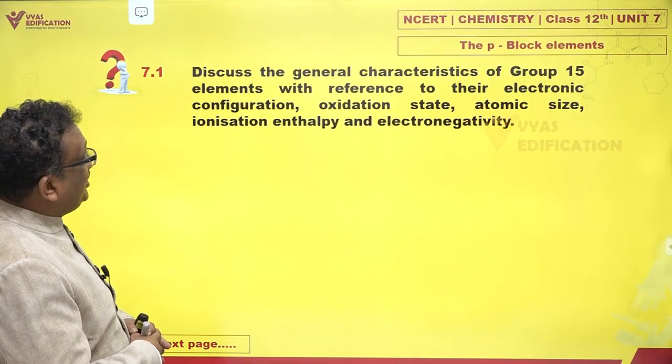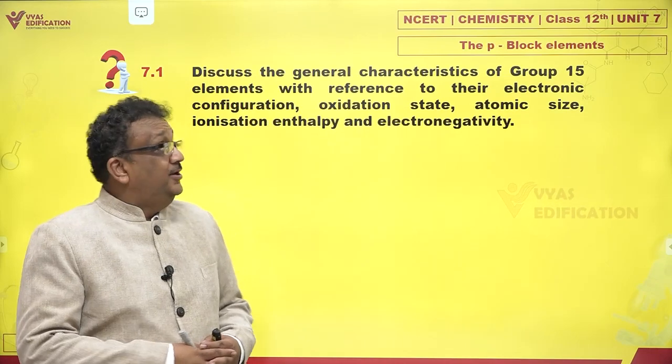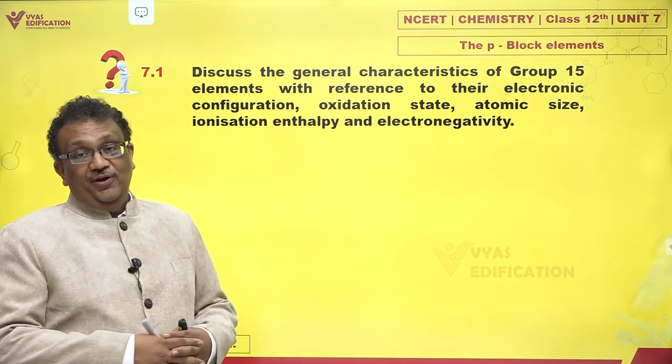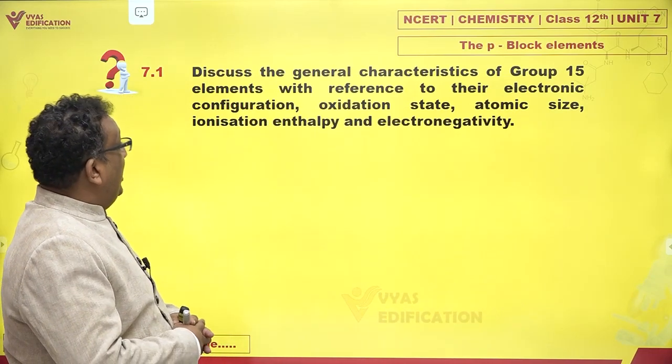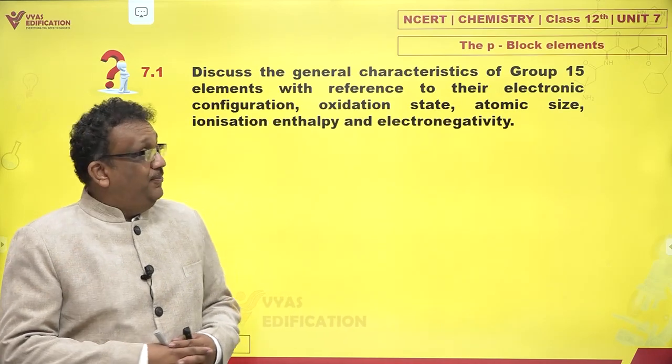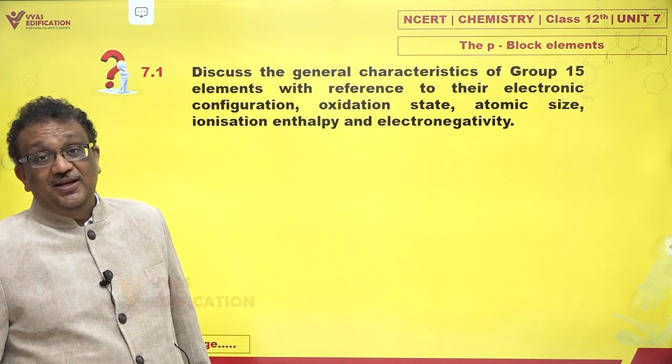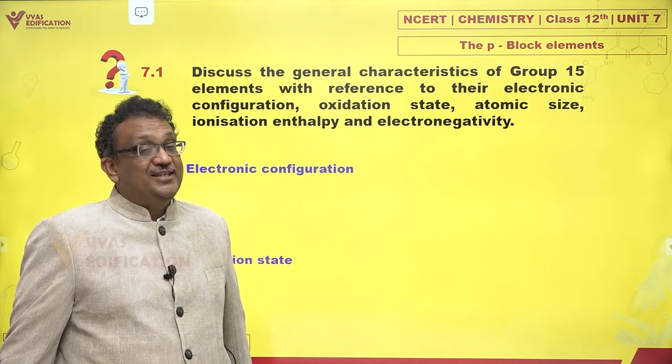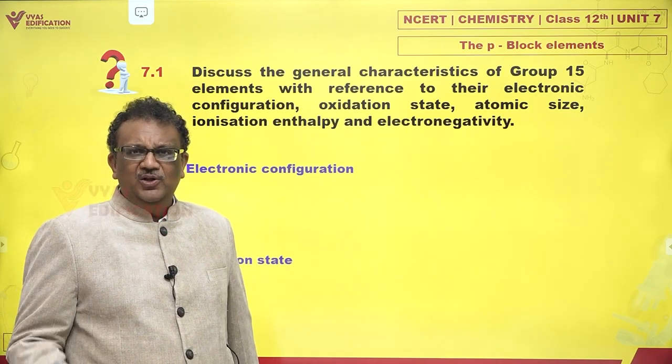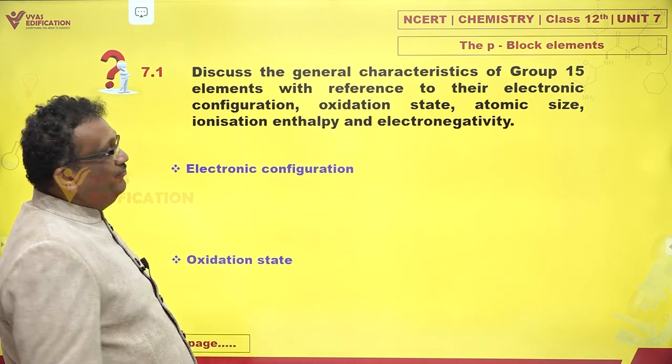Discuss the general characteristics of group 15 elements with reference to their electronic configuration, oxidation state, atomic size, ionization enthalpy and electronegativity. So 5 typical trends have been asked. Let's begin. Electronic configuration.